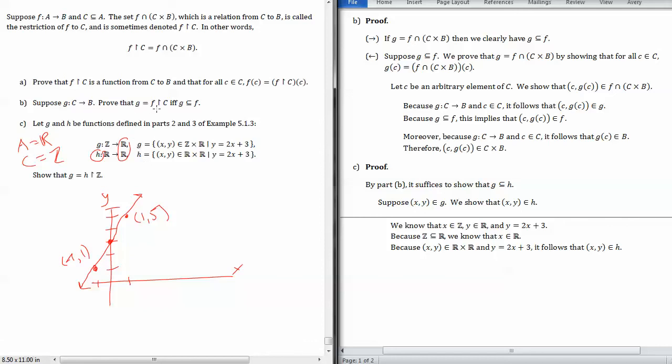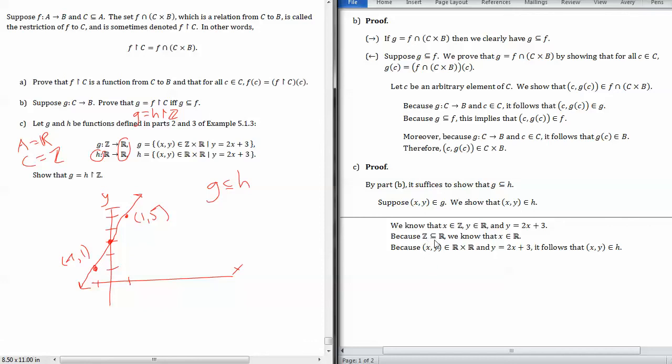So it said that g is, in this case, h restricted to Z if and only if g is a subset of h. So all we need to really prove is that g is a subset of h, and then our result that g equals h restricted to the integers will follow from part B. All right, so I just wrote out the proof here. By part B, it suffices to show, as I just explained, that g is a subset of h. So let's suppose we have an element of g, which would be an ordered pair (x, y). We've got to show that it's in h. And if we have an ordered pair in g, we know that it's in Z times R, so we know that x is in Z, y is in R, and we know that this condition is true, y equals 2x plus 3.